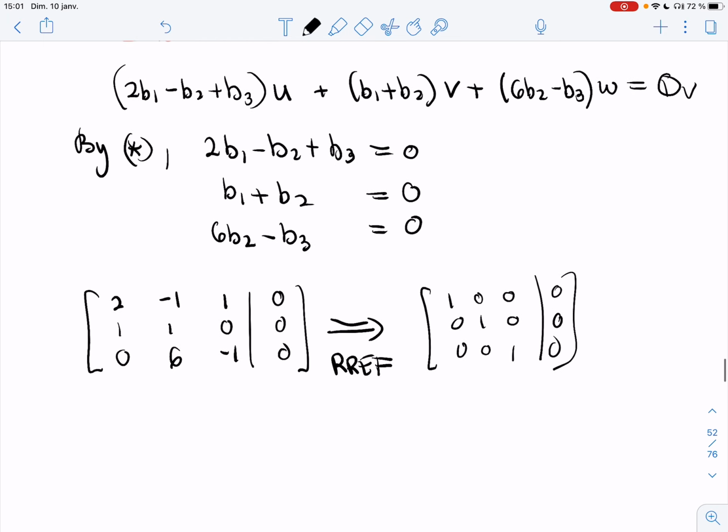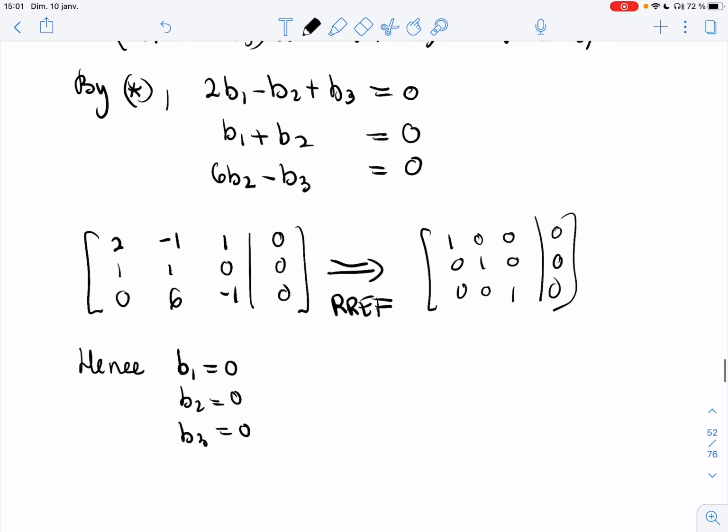And so I get that I need to take b1 equals 0, b2 equals 0, b3 equals 0. And so S1, the new set, is also linearly independent.